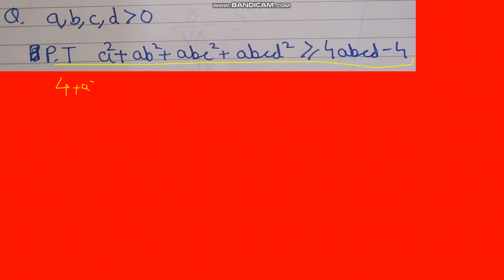I can write this minus 4 taken here as 4 plus a square plus a b square plus a b c square plus a b c d square. Very much noise pollution is there outside right now. Can't help. AM-GM inequality on this we get.